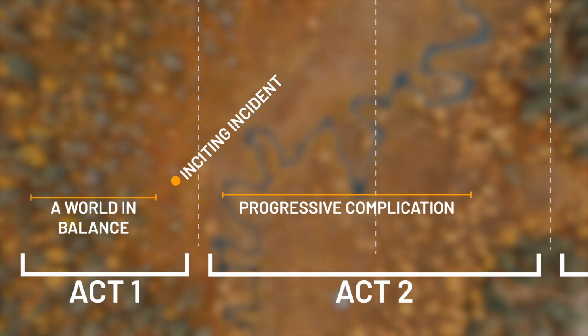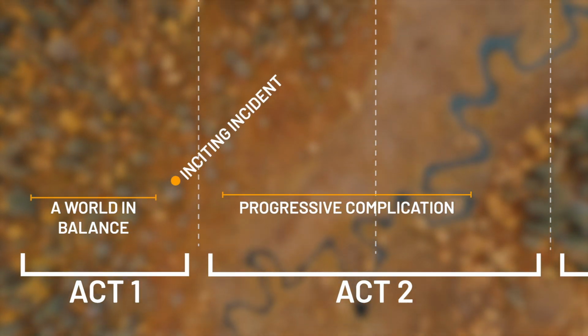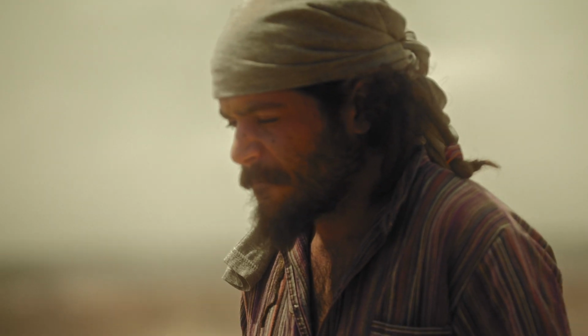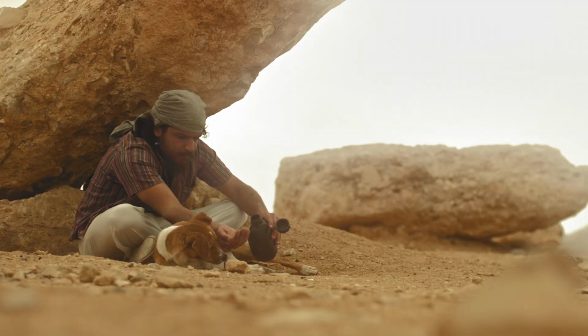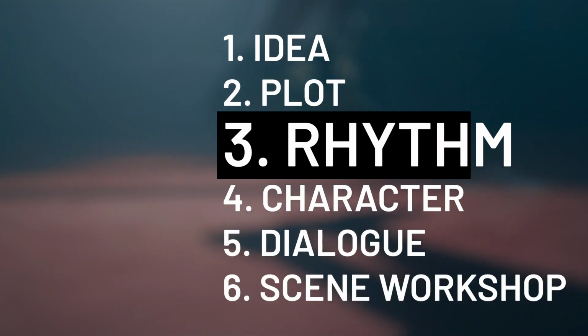Next, we have progressive complication. This is the meat of the film. It generally takes up nearly half your running time, and as it sounds, things need to get progressively complicated. It's Act 2, striving to reach the goal. Exactly how we move through this is covered more in episode 3 where we discuss rhythm. And again, I'll do a separate episode specifically on the details of this element.